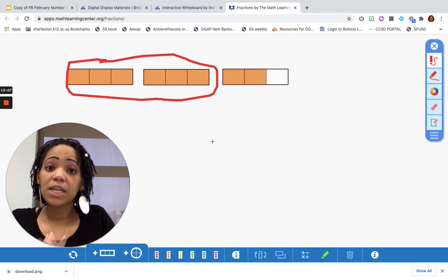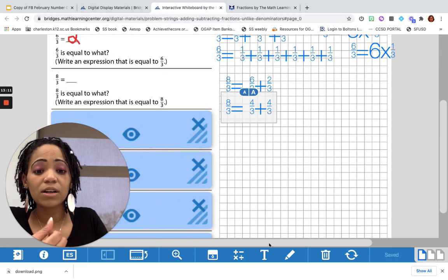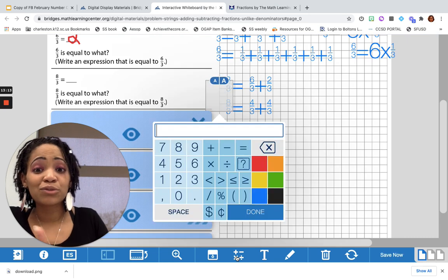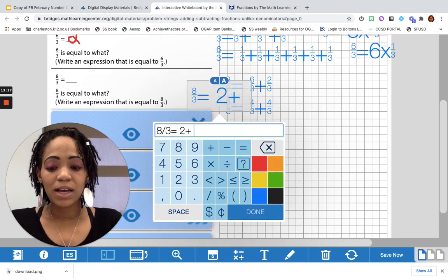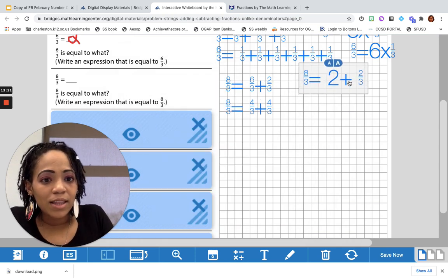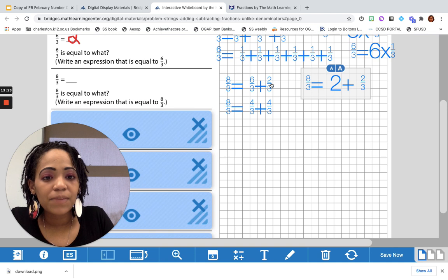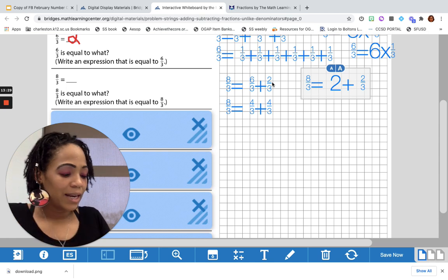I have how many wholes? I have 2 wholes plus how many thirds? Plus 2 extra thirds. So I could say 8/3 is 2 plus 2/3. And we know that based on this equation right here. 6/3 was 2. And then we had another 2/3. And I can keep going all day.